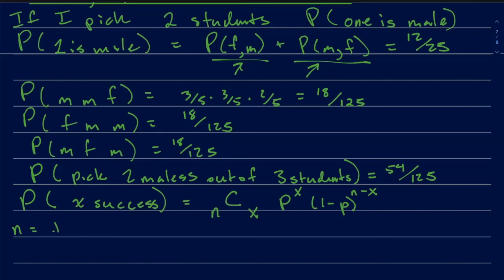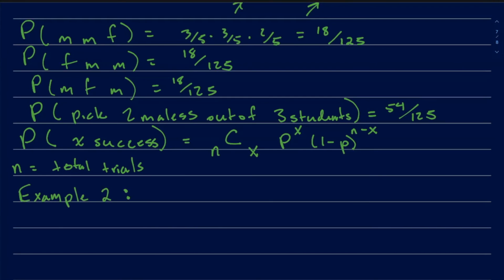N represents the total trials. I want to find the probability that I pick 2 males out of 3 students. So how many trials would there be total? In other words, how many students are being picked? 3. So N would be equal to 3.